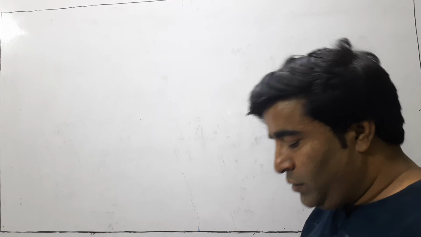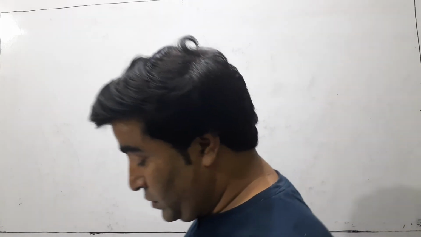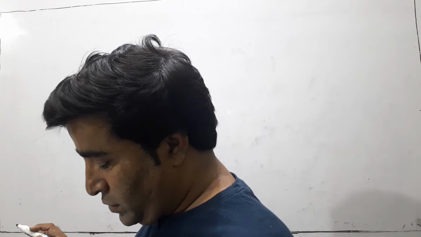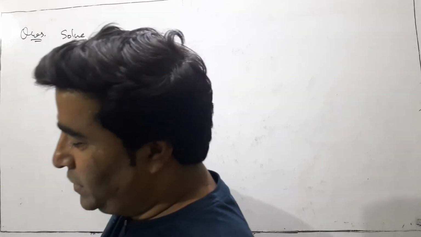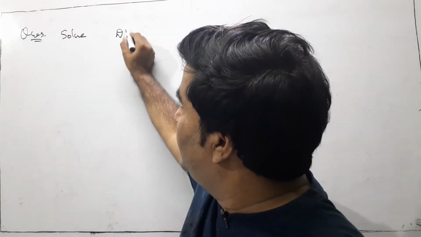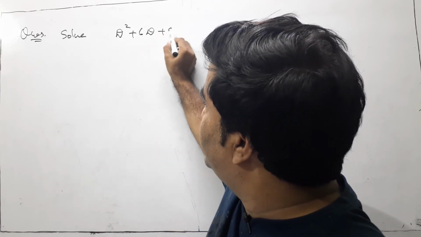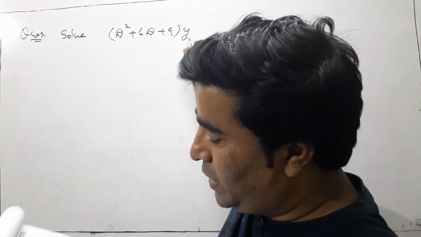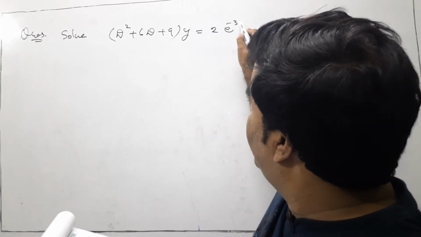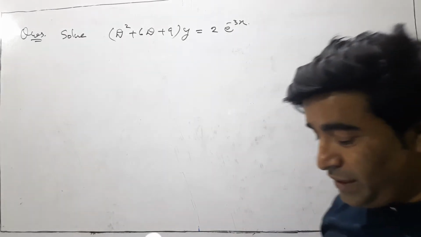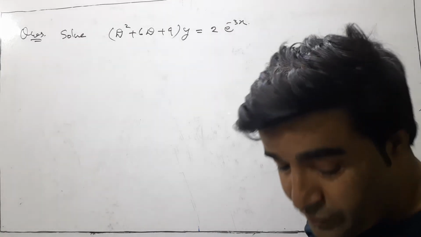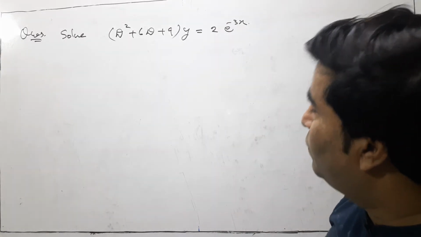Okay, so we have some questions based on this case. The question is: solve the differential equation (D² + 6D + 9) y = 2 e^(-3x). So we have to solve this.